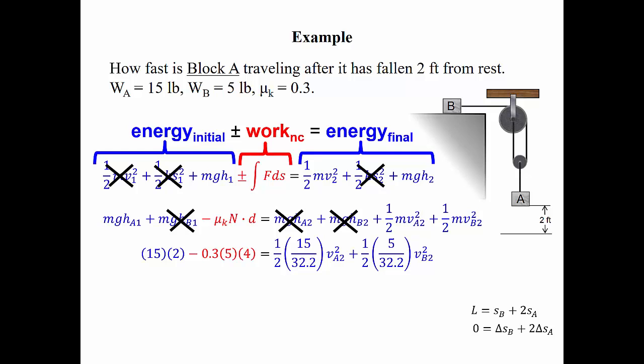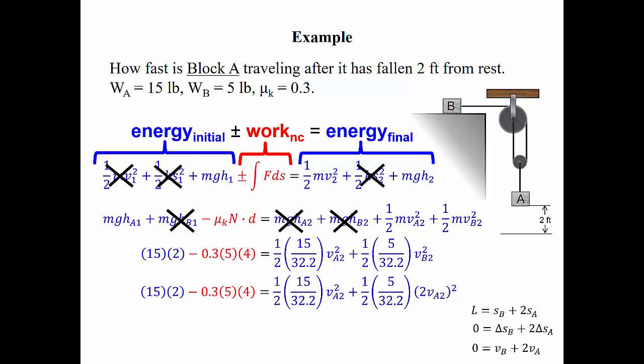We still have two unknowns, so if we take the derivative of our change in position equation, we get a relationship between the velocity of A and the velocity of B. We're looking for the velocity of A, so our velocity of A is equal to 1/2 the velocity of B, or the velocity of B is equal to twice the velocity of A. So where we have the velocity of B, we'll substitute in 2 times the velocity of A.